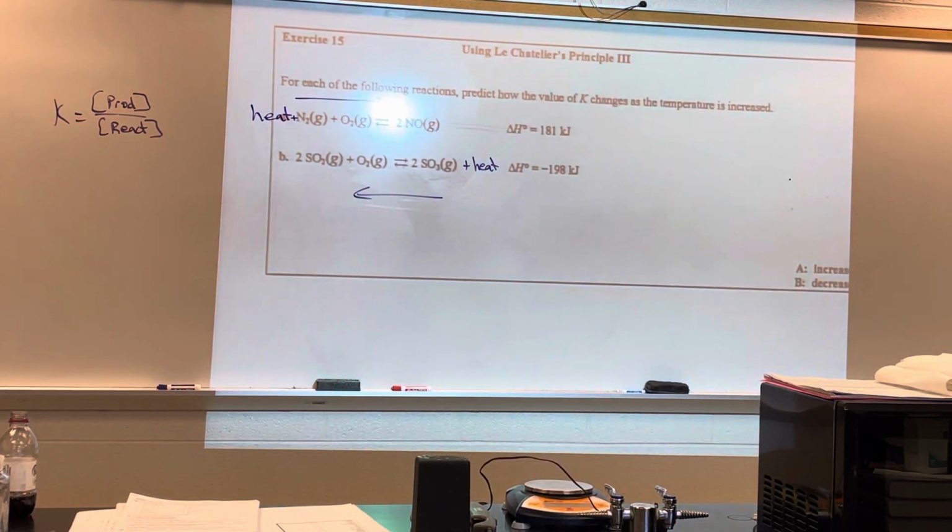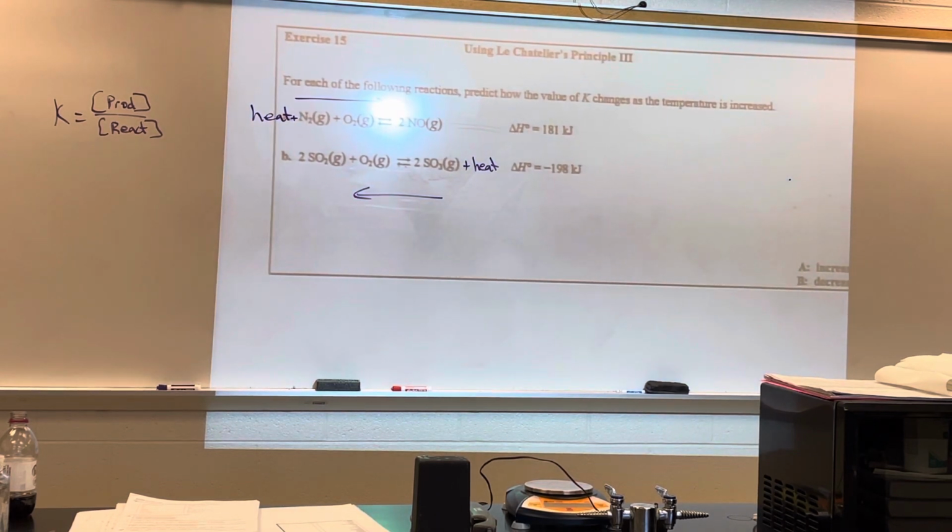Let's look at some other examples of Le Chatelier's principle. What happens if I add an inert gas? No effect. Nothing, right? Inert gas to any equilibrium.